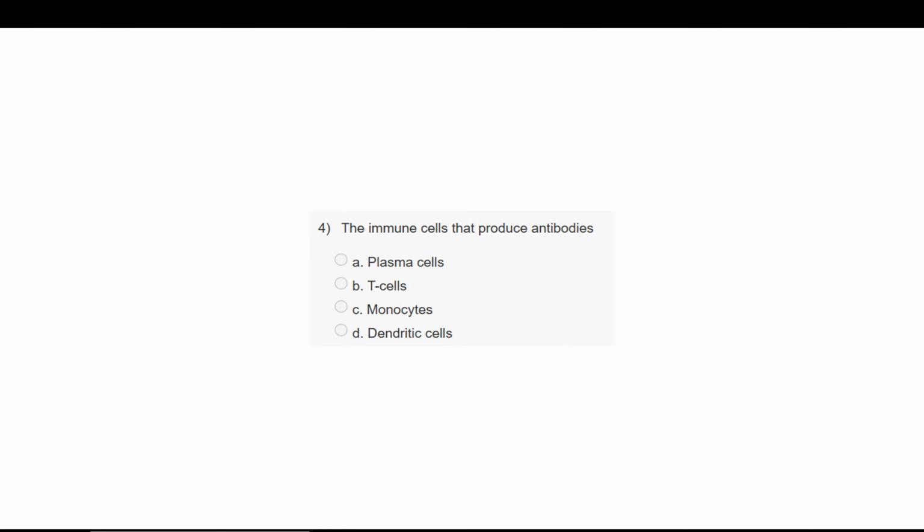Immune cells that produce antibodies: plasma cells, T cells, monocytes, or dendritic cells. The answer is plasma cells. T cells help in this process. They also have some cytotoxic activity, but that is not mediated through antibodies.